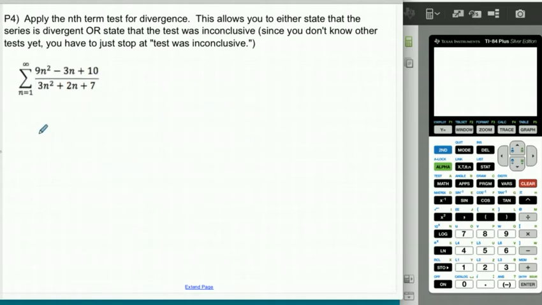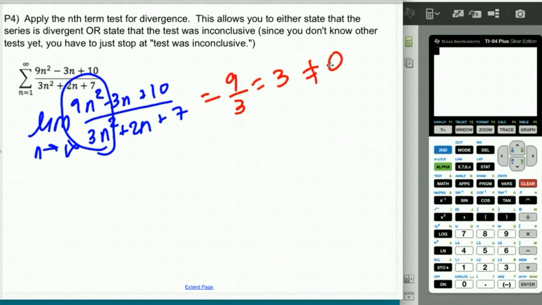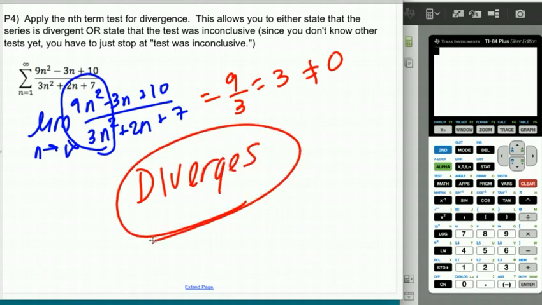So last problem, P4, same thing. You're going to do the limit as n approaches infinity of 9n squared minus 3n plus 10 on top of 3n squared plus 2n plus 7, right? And so again, I'm looking at the fraction of the leading coefficients. They have the same degree, so this is going to end up being 9/3 or 3, which is not 0. So again, as you get way down the line to those infinite terms, you're adding 3 infinitely many times, and so this thing diverges, and that is the end of 10.3.